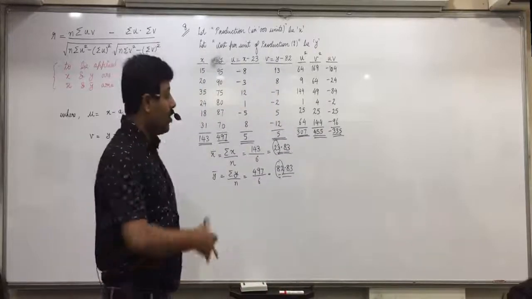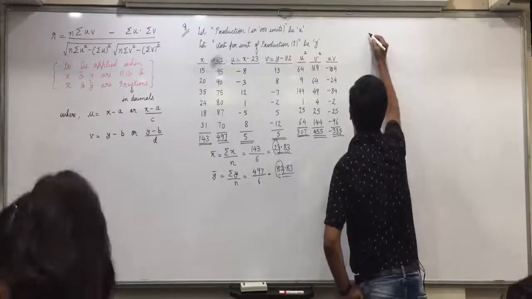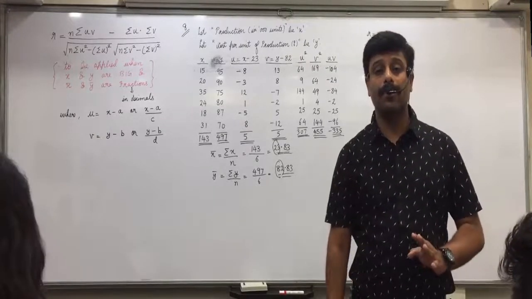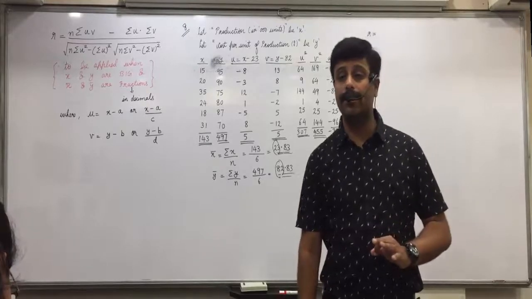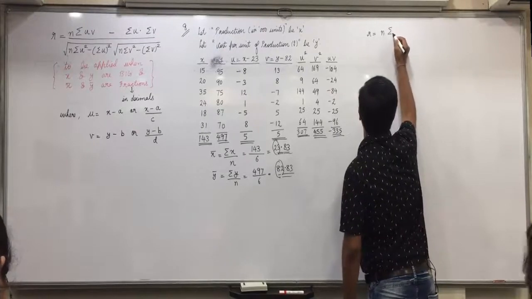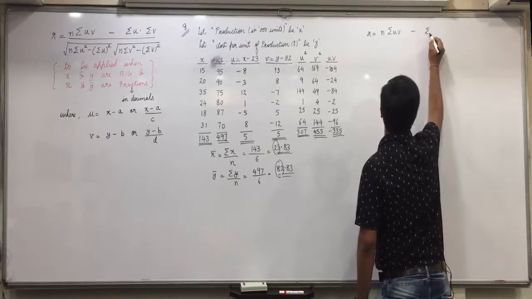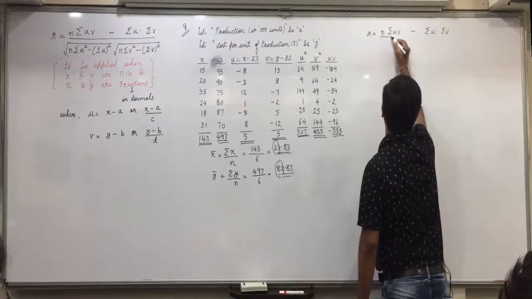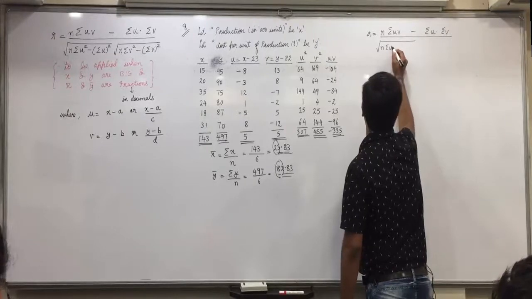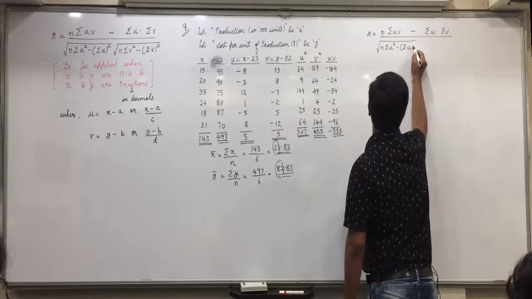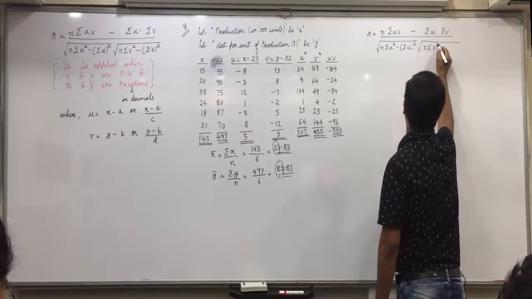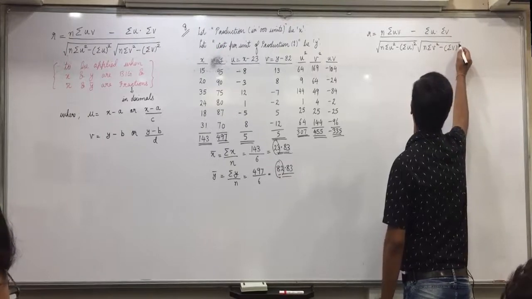Everyone? Yes. Now we will apply the formula. So write the formula first. Raise your hand who is still doing the workings. Anyone still doing the workings? Shall I proceed with the formula? So r equals n sigma UV minus sigma U into sigma V upon square root of n sigma U square minus sigma U whole square into square root of n sigma V square minus sigma V whole square.